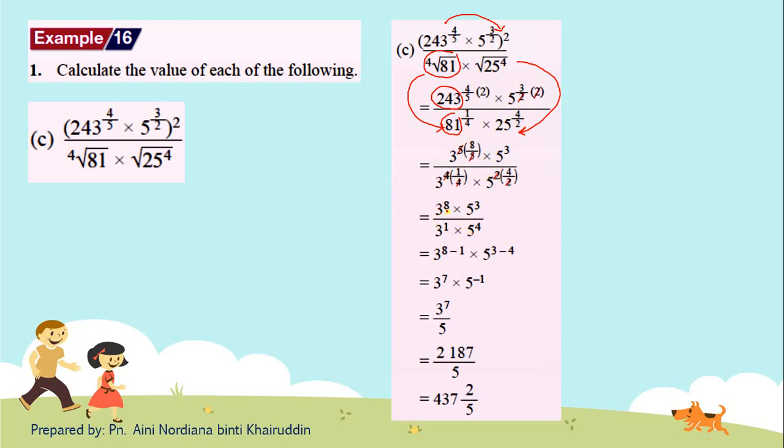And you will get 3 to the power of 8 times 5 to the power of 3 divided by 3 to the power of 1 times 5 to the power of 4. So 8 minus 1, 3 to the power of 8 minus 1 times 5 to the power of 3 minus 4. To get this, put it in the denominator. So 3 to the power of 7 is 2187 over 5. You can leave your answer like this or change to mixed number.